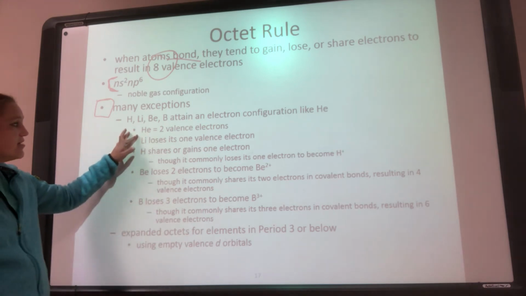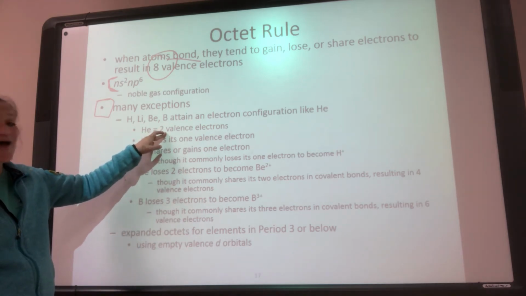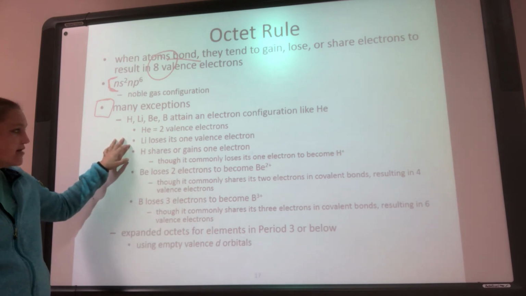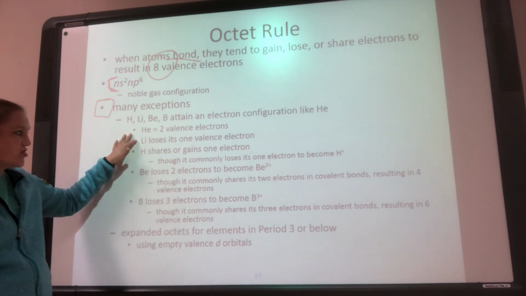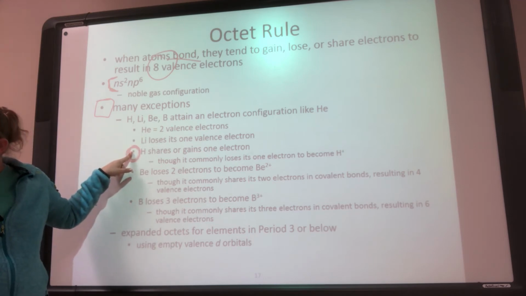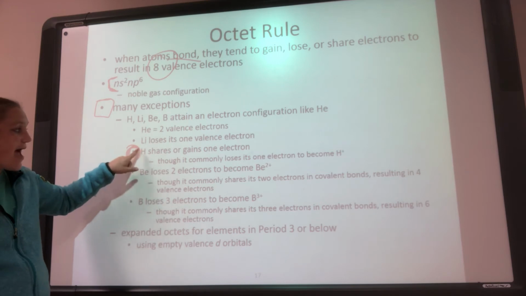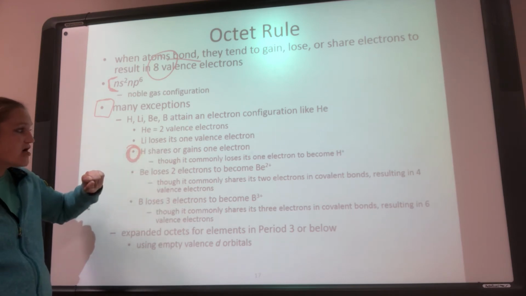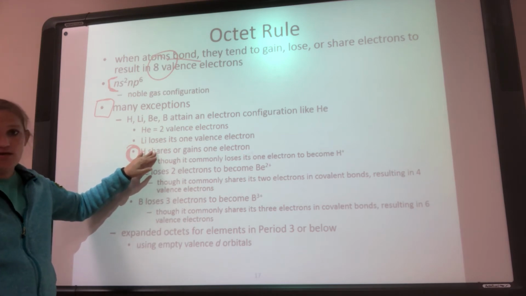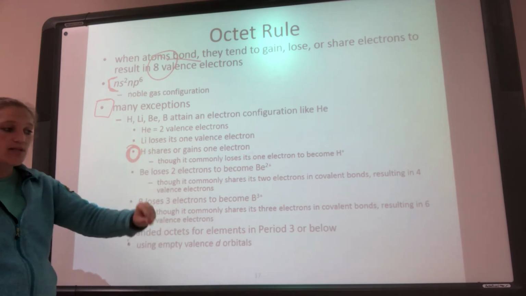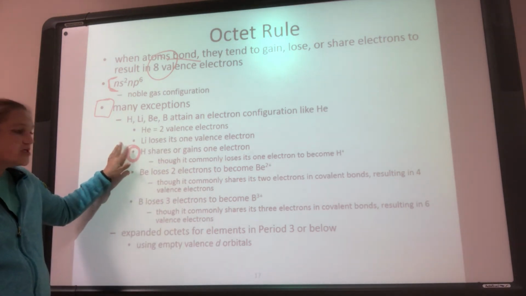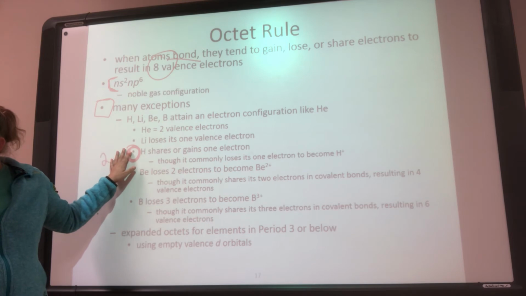First, helium is happy with 2 valence electrons, not 8. He's happy with less. Lithium really doesn't want to share electrons. He just wants to lose, and that's pretty much all he wants to do. This is the big one. This is the big one you're going to see a lot. Hydrogen is happy when he shares or gains 1 electron, meaning he's happy with 2 instead of 8. Okay? So somebody's going to put in 1 electron, and he only wants 2. So hydrogen is happy with 2 and not 8.